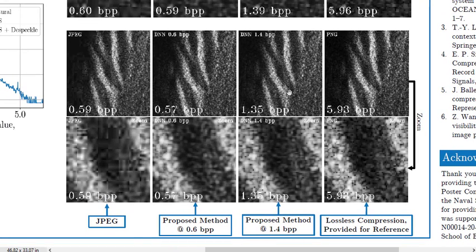Looking at an image with sand ripple, we see similar performance. JPEG has blocky artifacts at the native resolution, while our method more resembles the uncompressed lossless version of the image.